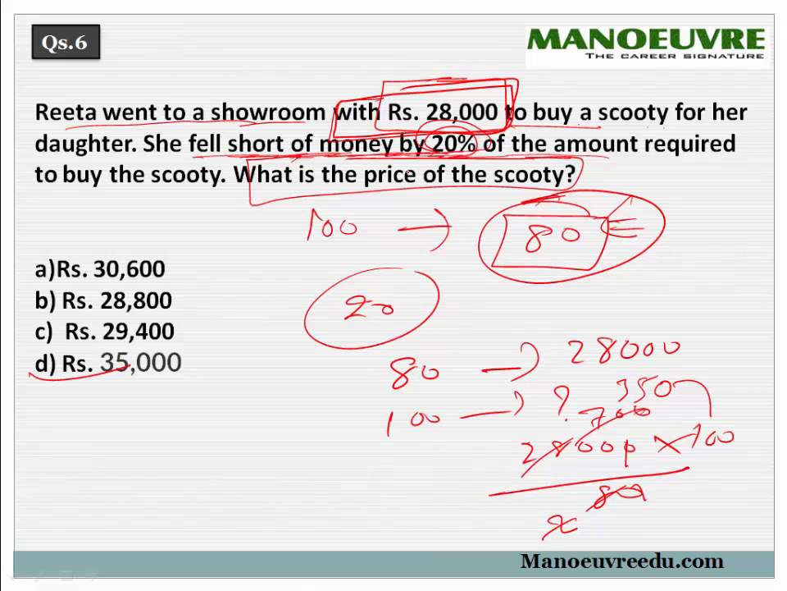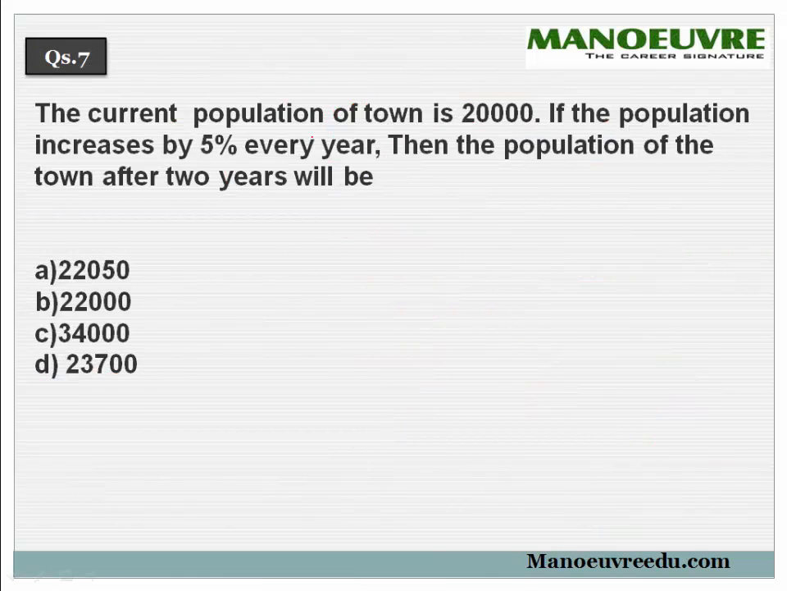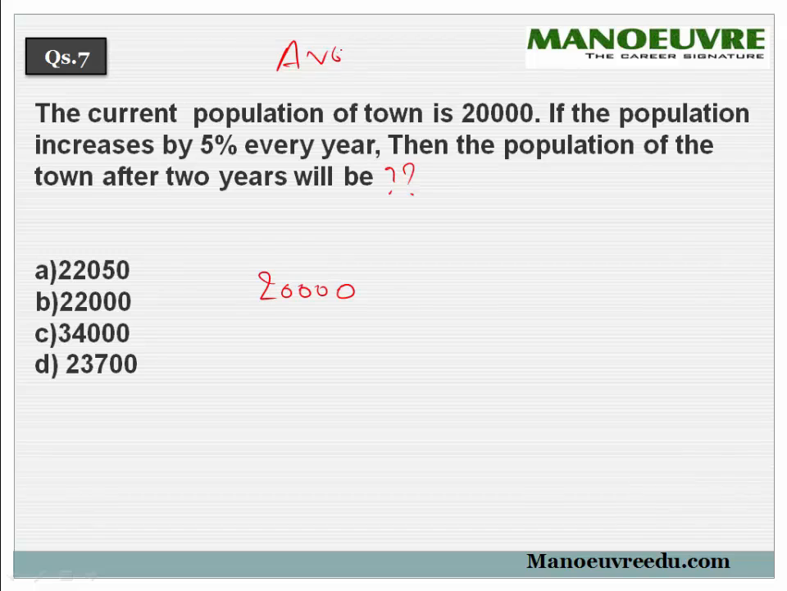Again, an easy question. The current population of a town is 20,000. If the population increases by 5% every year, then the population of the town after 2 years will be? Okay, so the current population I know, which is 20,000. I can solve this question by formula also, but I avoid formulas, guys. I hate formulas. Wherever required, okay, but try to avoid the formula. Formula will not help you to crack the exam.